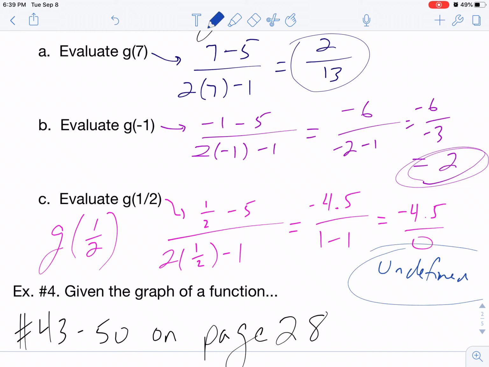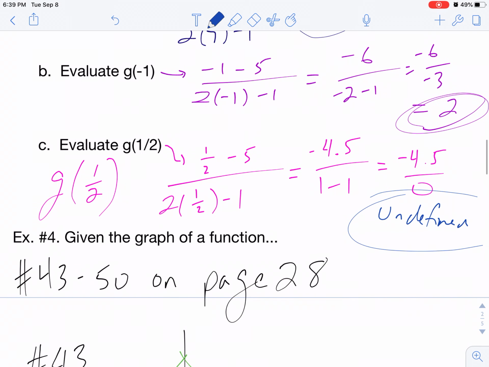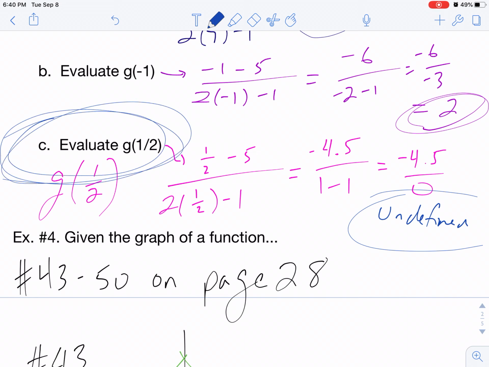And sometimes you'd write does not exist, but you do not write 0. Okay, the answer to letter C is definitely not 0. Okay, I usually go with the word undefined, but you could say does not exist. I think that's what the textbook uses. So just be careful on that.